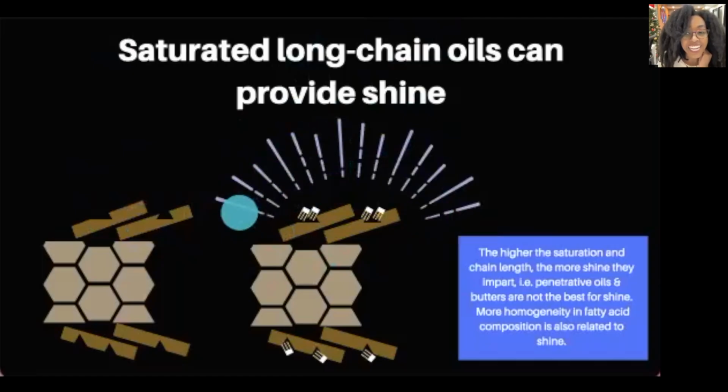But note that clean, healthy hair is the shiniest. And it's actually shinier than oily hair. But if you don't want your hair to be naked, then using oils with saturated long chain fatty acids would be your best bet. And it's also important to have more homogeneity. So you don't want lots of fatty acids of different lengths. You want them to all be around the same length.